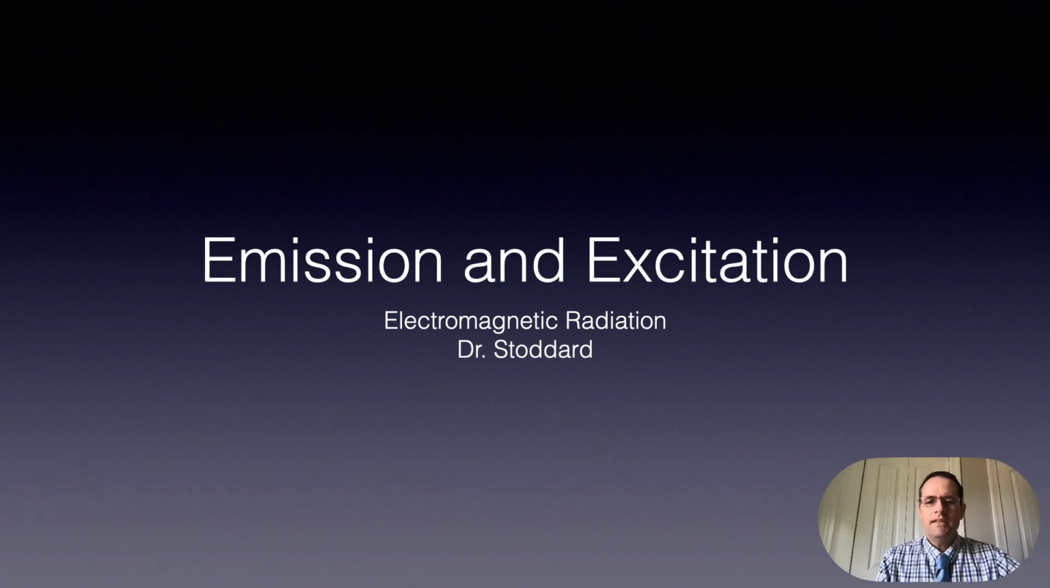Hello and welcome. In this video, I'm going to talk about emission and excitation. Light is either absorbed or emitted when atoms undergo these transformations. And we calculate the energy, wavelength, and frequency of the electromagnetic radiation using something called the Rydberg equation. You're going to learn all of that in this little talk.